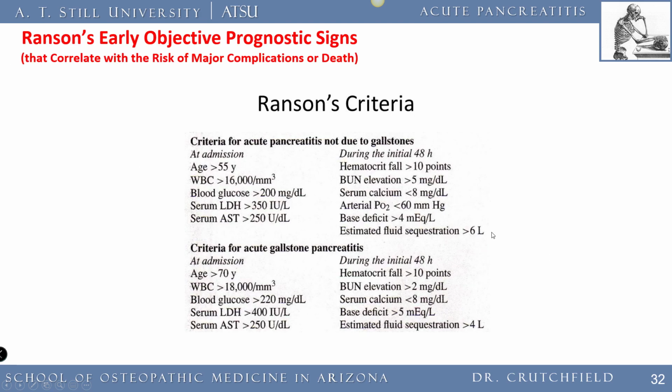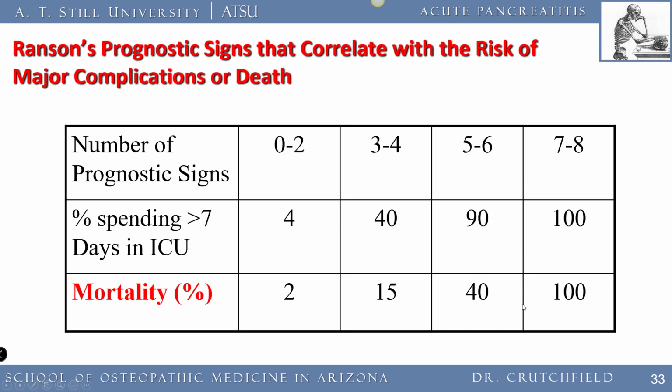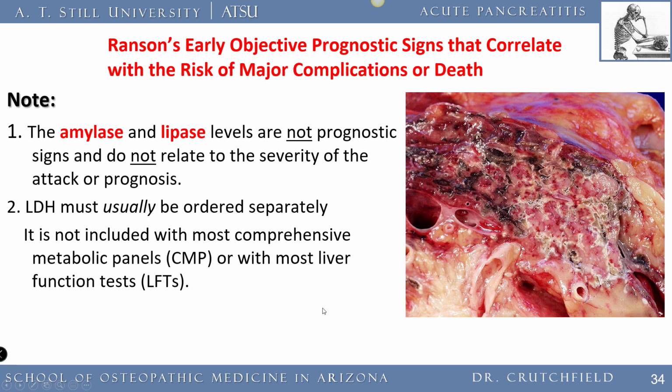Here, of course, is Ranson's criteria. We might want to look at this and correlate and see exactly what Grandpa's risk factors are. So Ranson's prognostic signs correlate with the risk of major complications or death, mortality, right down here. If you have 2 of Ranson's criteria, 2% mortality. If you have 7 to 8, you got 100% mortality. And we just counted 5 just on admit. So our boy right here has got a 40% mortality just based on his first admit labs.